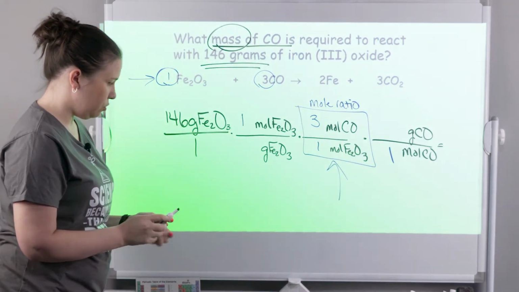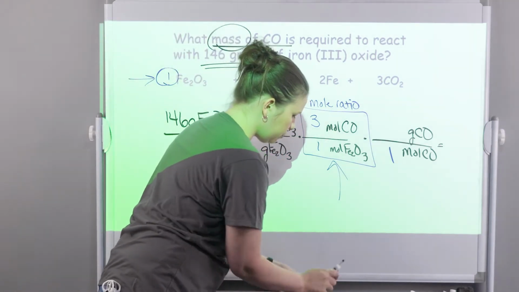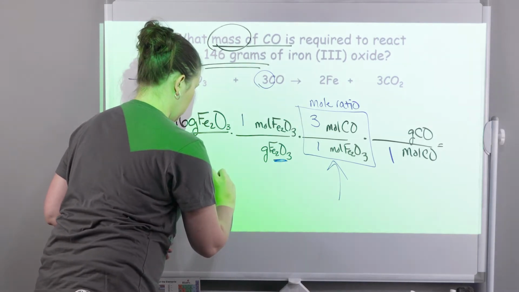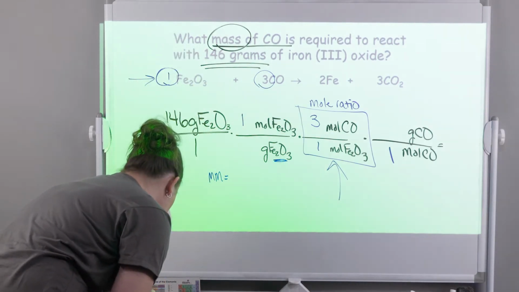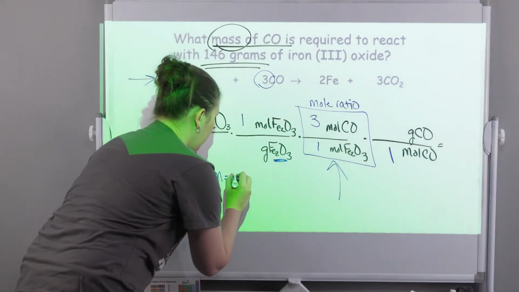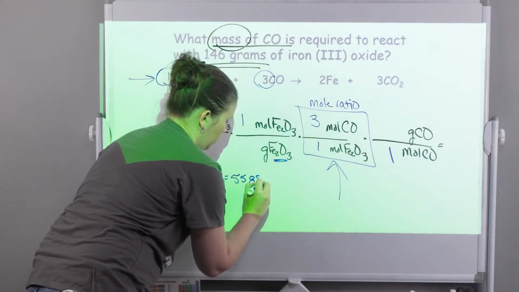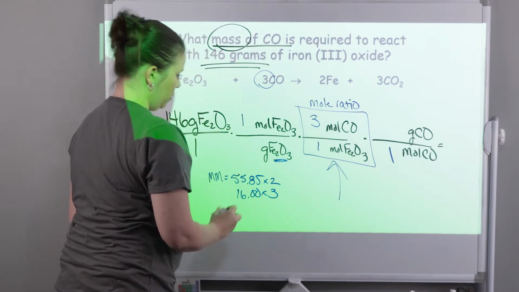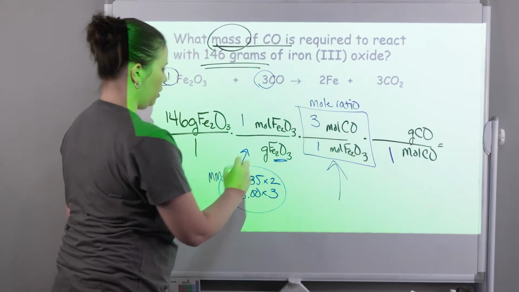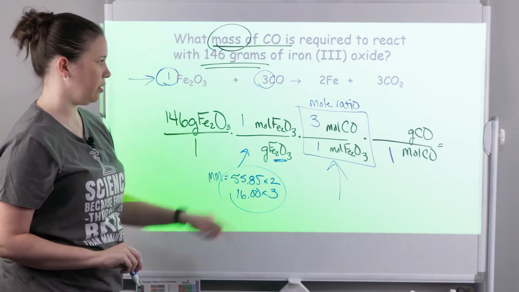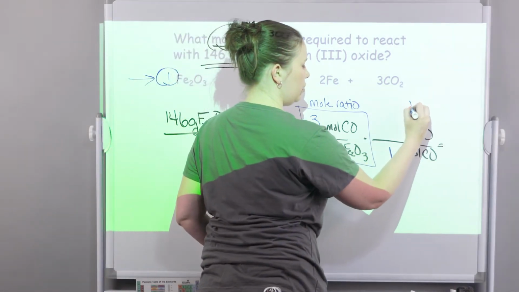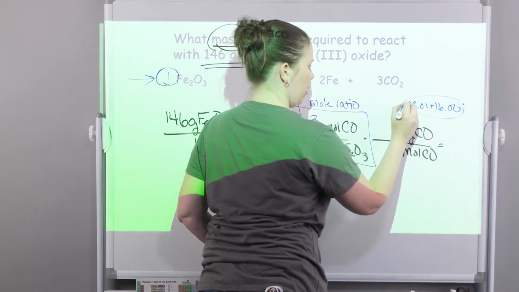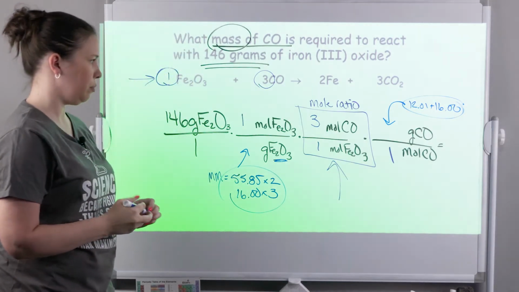So now let's go ahead and get into the molar masses so we can plug in some numbers here. So I want to calculate my molar mass of the Fe2O3. I'm going to take my iron, which is 55.85, and have that twice, and then I've got my oxygen, 16 even, 3 times. And so I'm going to add all that up and plug in for the molar mass of the iron 3 oxide. Then for my carbon monoxide, my carbon is 12.01 and my oxygen's a 16 even. So I'm going to add all that up and plug that in for the carbon monoxide.